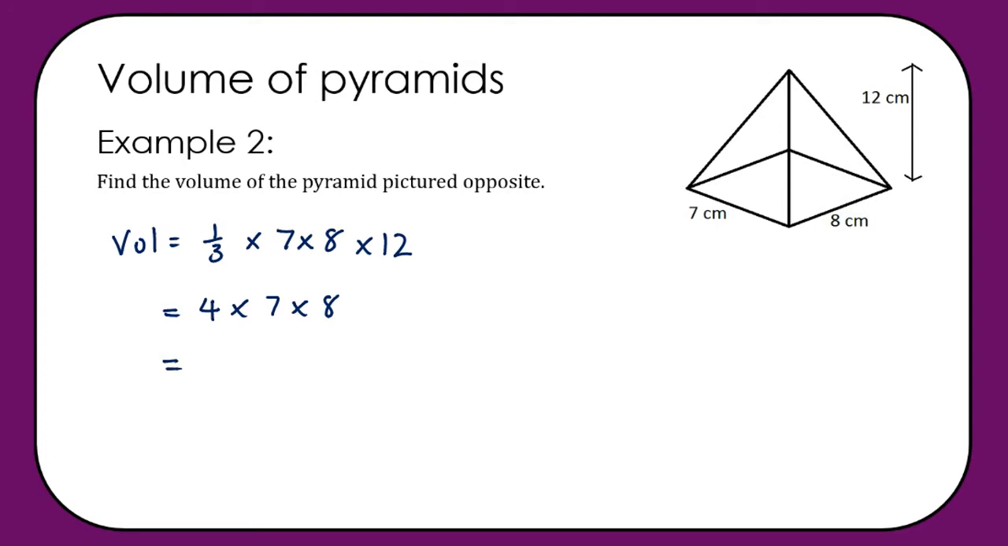Or you might find it easier to do the 7 times 8. So for example, 7 times 8 is 56. 4 50s are 200 and 4 6s are 24, so we have 224. Units here are centimetres cubed. It's a volume.